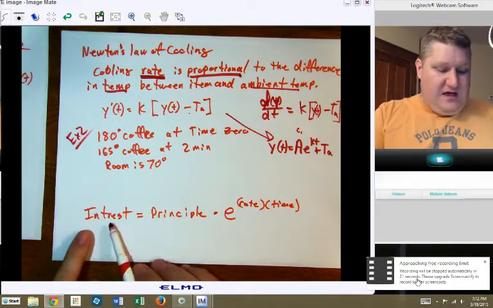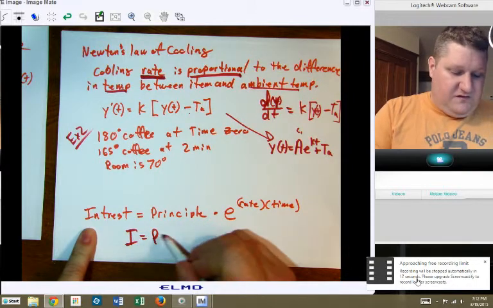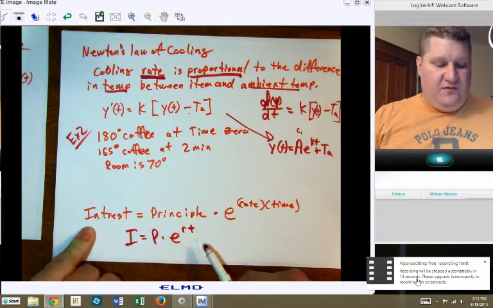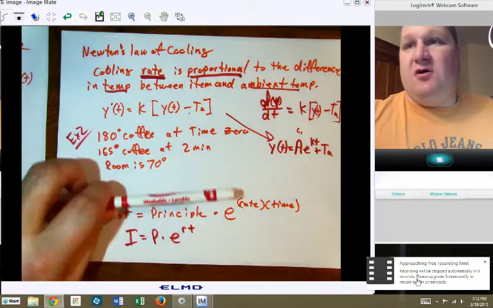Example 3 has to do with interest. Well, interest equals principal times e to the rate times time. It's PERT. Well, this is the same situation. It's going to be using integration. So start there.